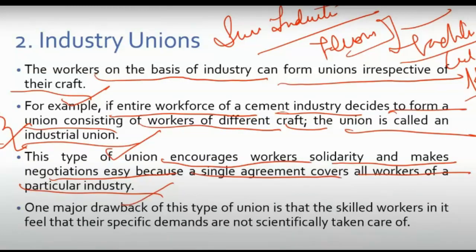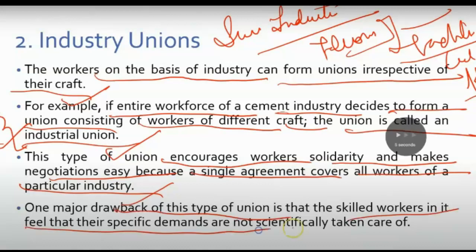One major drawback of this union is that the specific demands of skilled workers are not scientifically taken care of. Since so many people from different segments join this industry union, not everybody gets the attention, the focus, or their demands fulfilled by the management. They pick and choose depending on the volume of people. If 700 people are demanding X and only 200 are demanding Y, they will always go with X, not with Y. So majority plays a very key role in this industry.